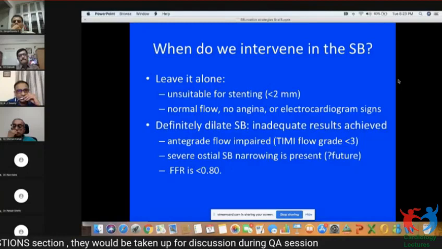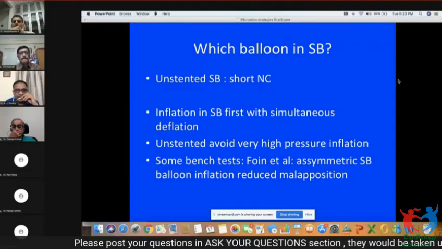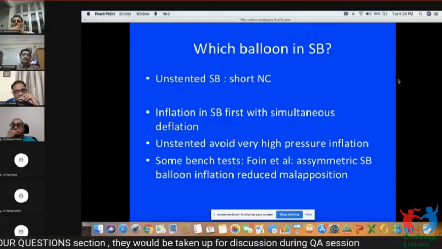Which balloon in the side branch? Unstented side branch, always a short NC balloon is to be used. Inflation first in the side branch with simultaneous deflation. Unstented, avoid very high pressure inflation because one is likely to end up in dissection at the distal edge and then be predisposed to using a second stent.